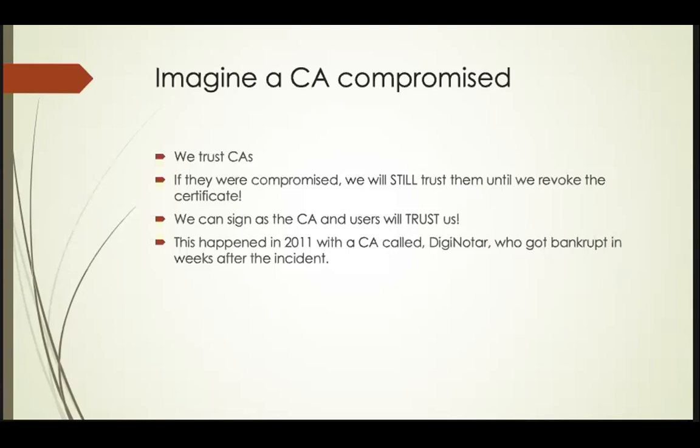Now, when a CA is compromised, with high probability, it will be basically out of business in no time. So the company behind it will actually be out of business. This happened in 2011 with a CA called DigiNotar. I think this is how it's pronounced. It went bankrupt basically within weeks after the incident, after it was compromised.